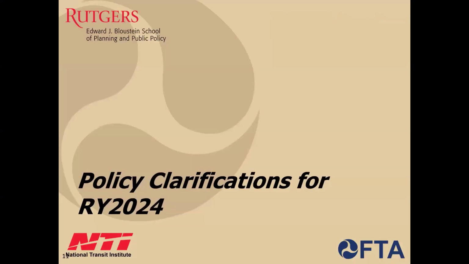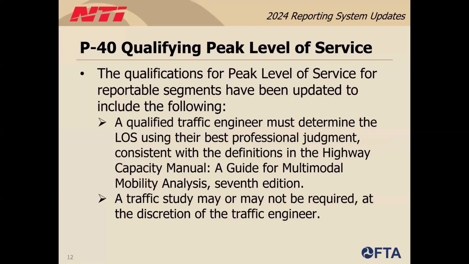Okay, so the first topic we're going to be covering is the new policy clarifications that you'll find in our manuals. We're going to start with qualifying peak levels of service. This one only really applies to commuter bus, motor bus, and bus rapid transit segments. And the definition for peak level of service remains the same, okay? It's a measure of how traffic moves on the roadway and is expressed in terms of traffic conditions.